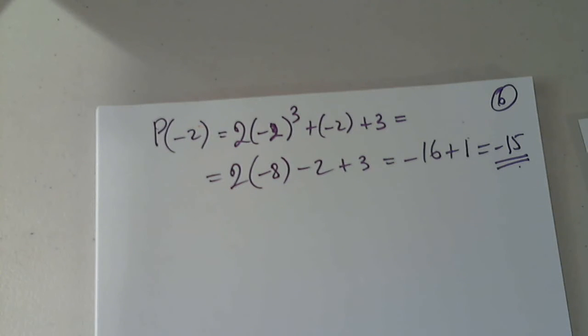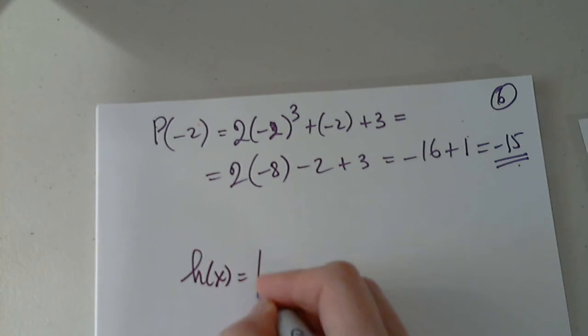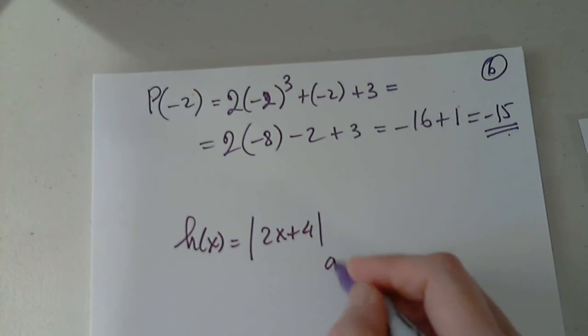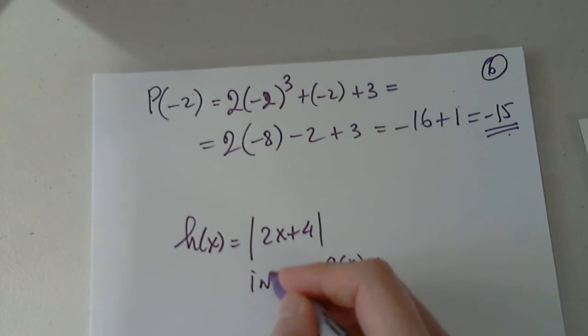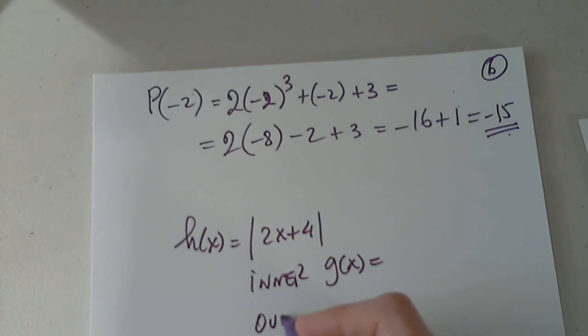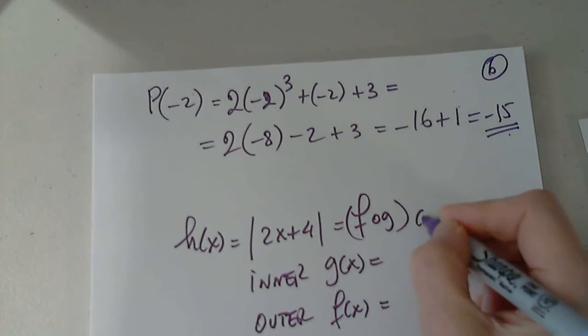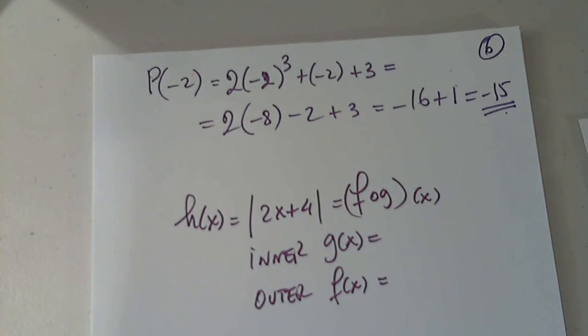4, 5, 6, 7, 8. Express h of x as a composition. Very good. So we have h of x, which is the absolute value of 2x plus 4. And we're asked to find the inner and outer, so that this is nothing else but f comp g. There is more than one correct answer. Can anyone give us an inner and an outer?